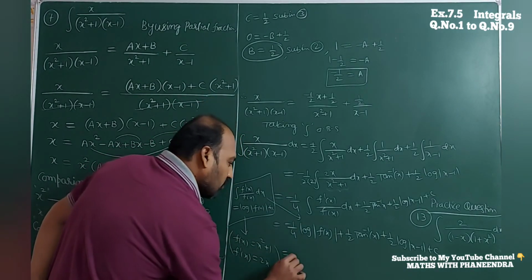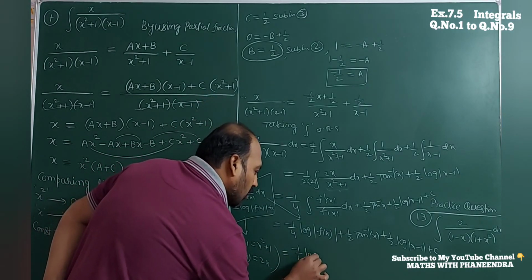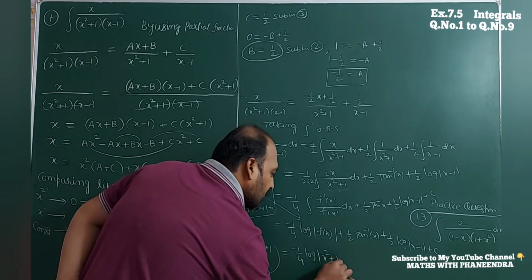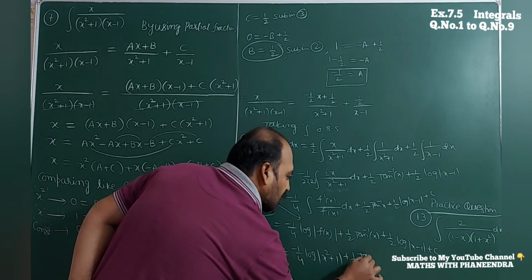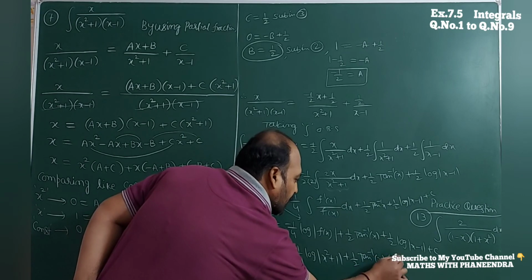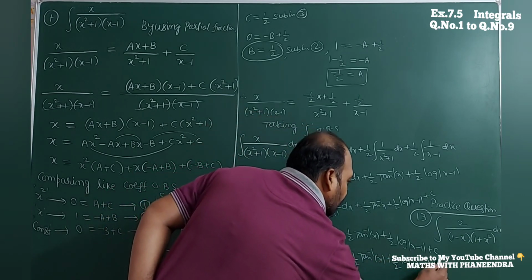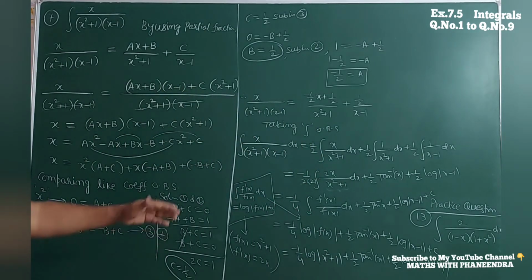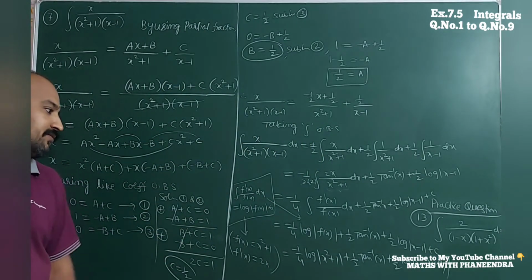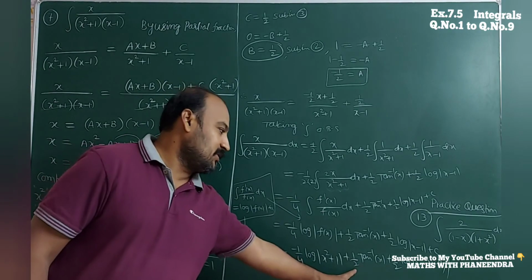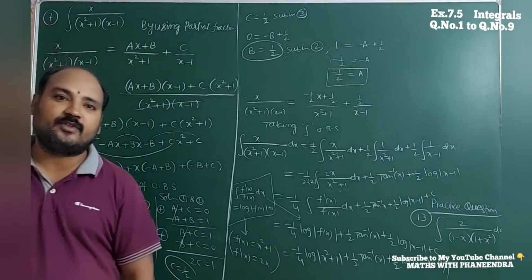So, minus 1 by 4 log mod x square plus 1 plus 1 by 2 tan inverse x plus 1 by 2 log mod x minus 1 plus c. I hope you people will understand that. Better to write positive terms first, after that negative terms. That you have to do.